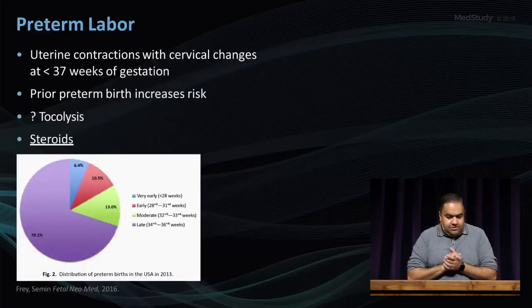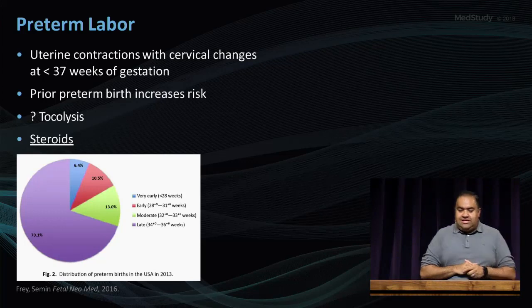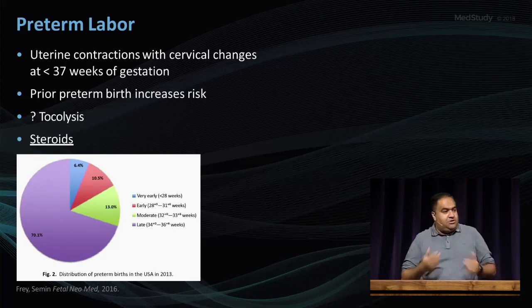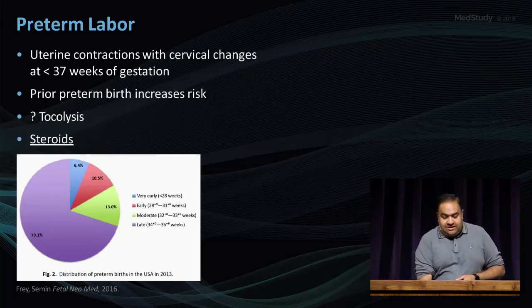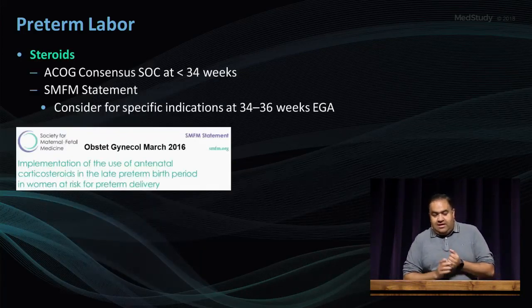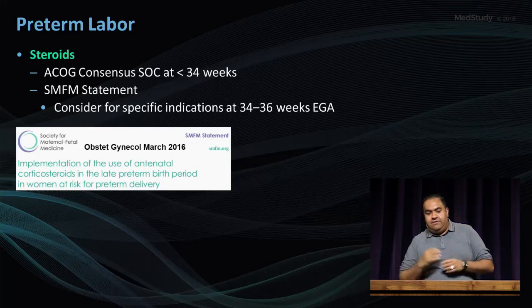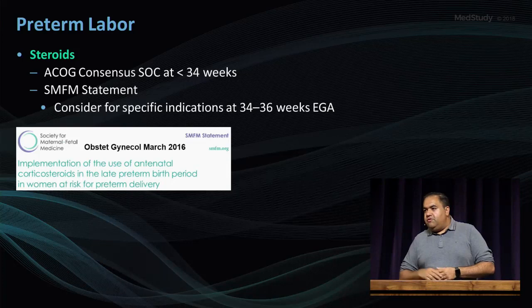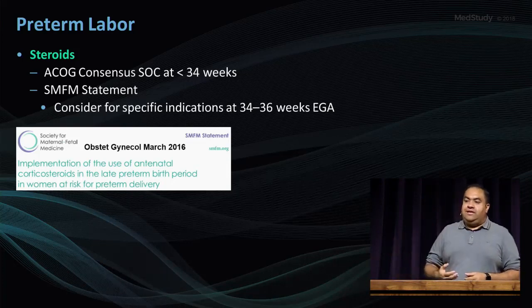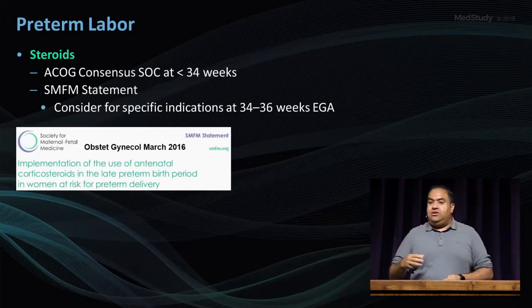All right, preterm labor. Uterine contractions with cervical changes at less than 37 weeks gestation are going to put you at higher risk. Prior preterm birth increases the risk, and steroids. If you're going to have preterm labor, there's probably a higher risk that you're going to need steroids to help get that baby ready. So ACOG has a consensus that at less than 34 weeks gestation, mom should receive an antenatal course of steroids. Remember, the steroid starts to kickstart the body's process so that the child is going to be ready.